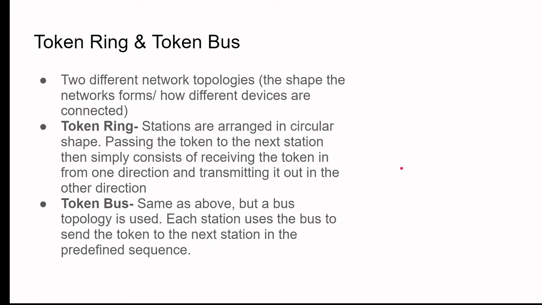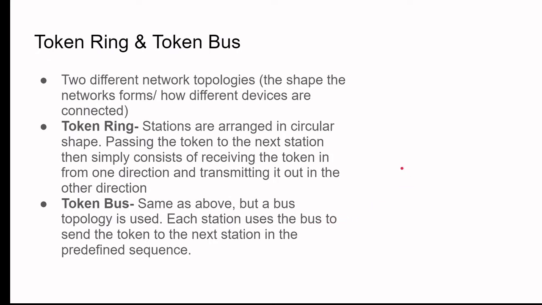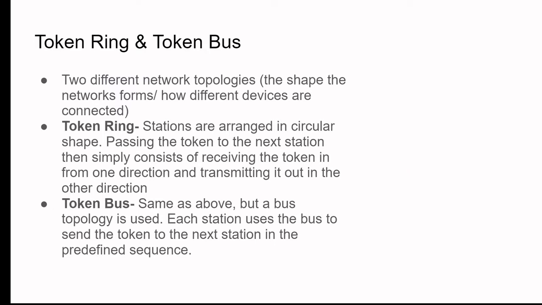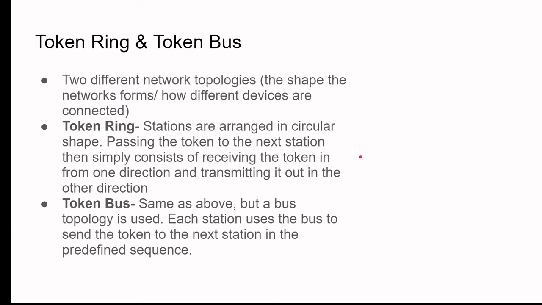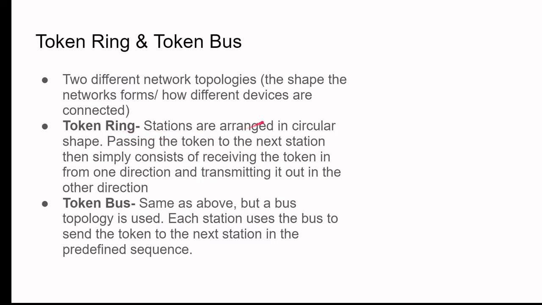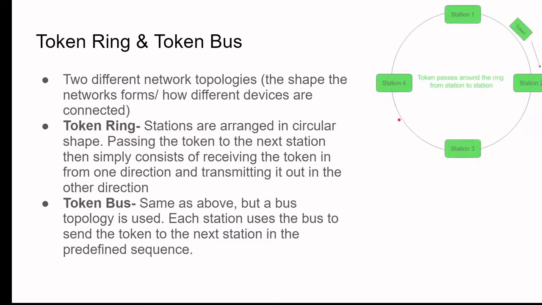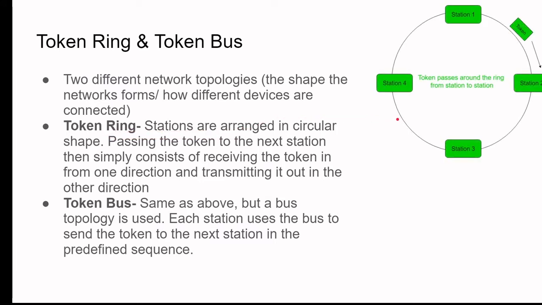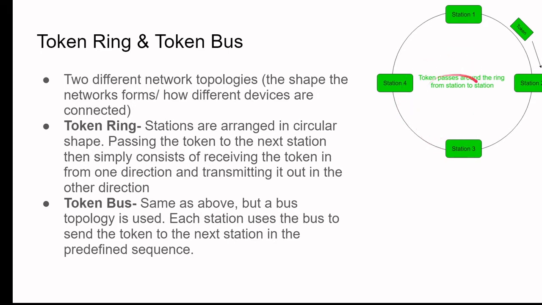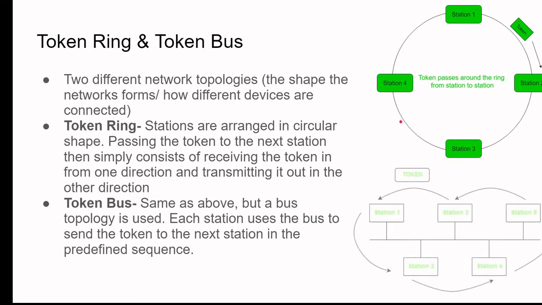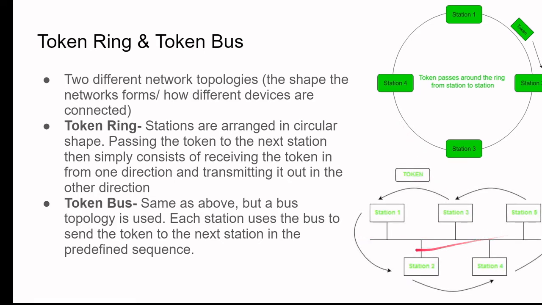Token passing can be accomplished using a couple of different topologies. A network's topology is also known as the shape it forms or how the devices in the network are arranged. As you can see, a token ring topology is when the stations are arranged in a circular pattern, while a token bus is when they're connected using a long line or cable.